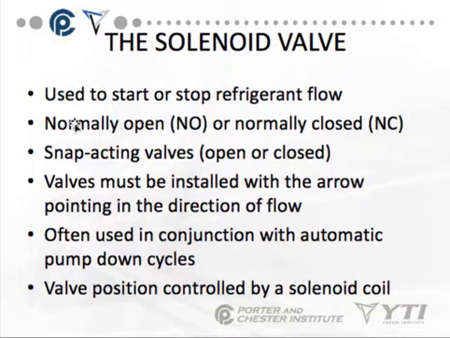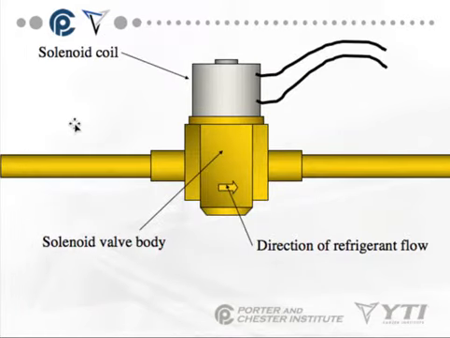The valve position is controlled by a solenoid coil. Here's an example of one of these. Again, direction of refrigerant flow is very important. It's printed into the metal. You have the solenoid valve body and the solenoid coil.